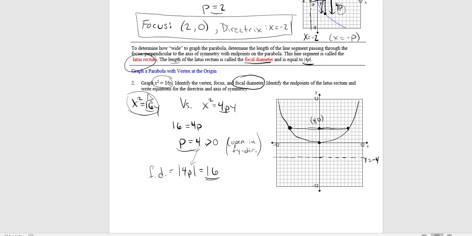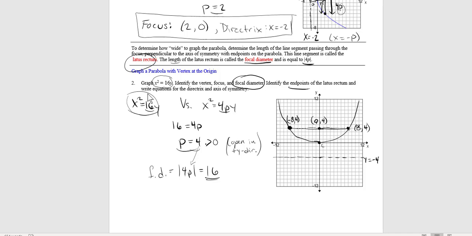So these are the endpoints that we are being asked to find. Let's go ahead and label these. This is (0, 4) at the focus. I think I said it right, but wrote it wrong. Over here, we need to go 8 units to the right, so add 8 units to that 0 x-coordinate, and we land at this endpoint. Subtract 8, and we land at this endpoint.